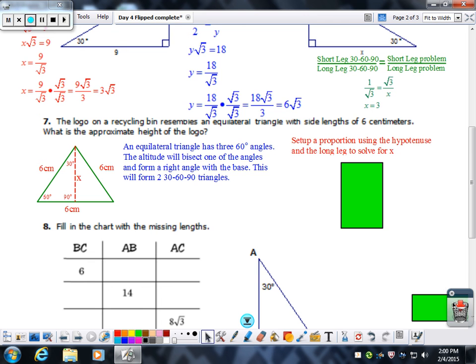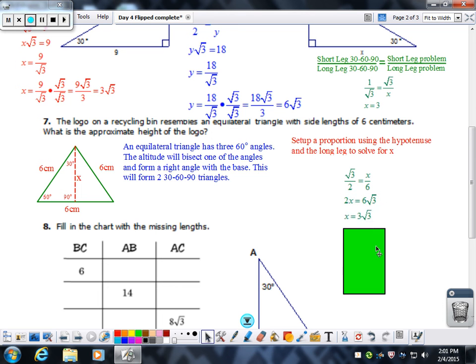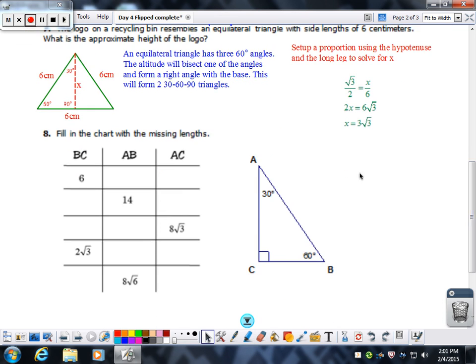To solve for x, we set up a proportion using the hypotenuse and the long leg. We know the hypotenuse is 6 centimeters. The long leg is x, because we don't know what that is. So we set it up by doing square root of 3 over 2 is equal to x over 6. Cross multiply: 2x equals 6 square roots 3. We divide both sides by 2, and we get 3 square roots of 3. And number 8, this chart at the bottom, we're going to do during class together.